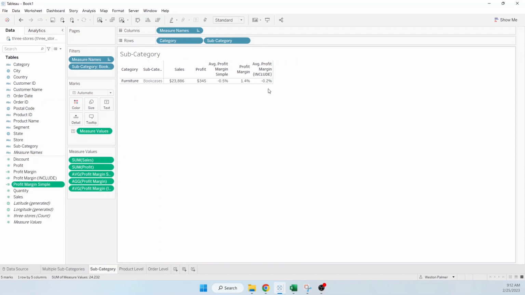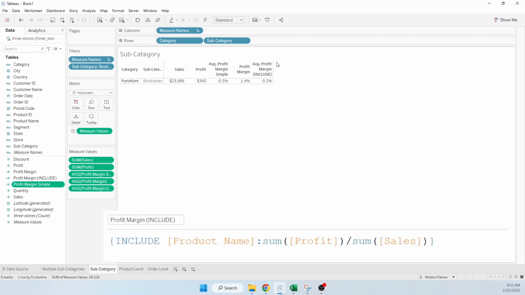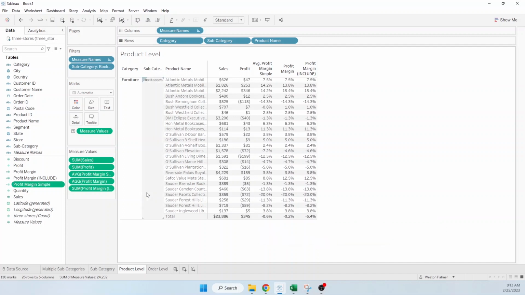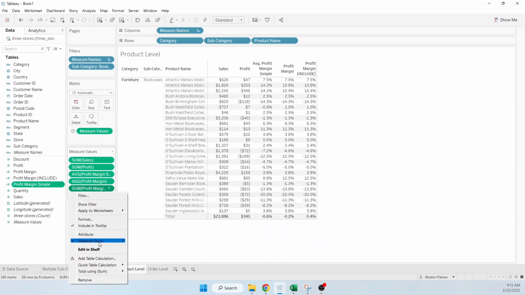Coming back here, just a reminder again, this includes the level of detail at this product level. Now, if you came here and changed it to sum, you'll notice that it's changed to 5.4 because it's adding all of these values up. You don't want that. You want the average. You want the total to be the average.